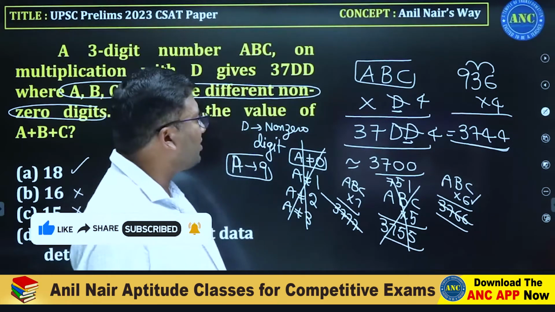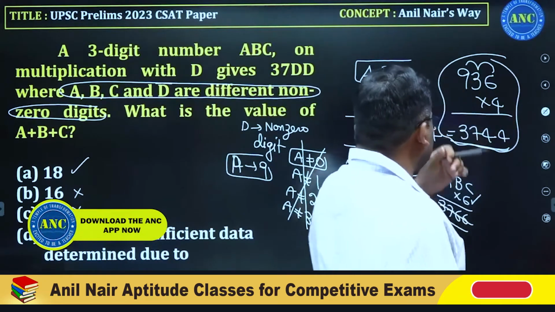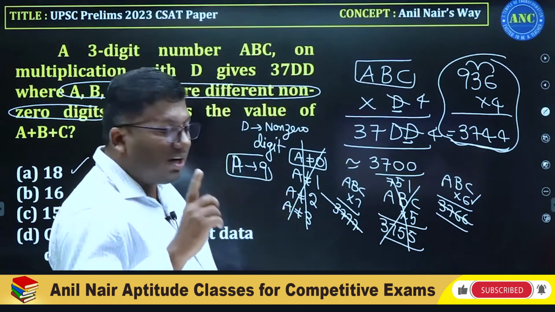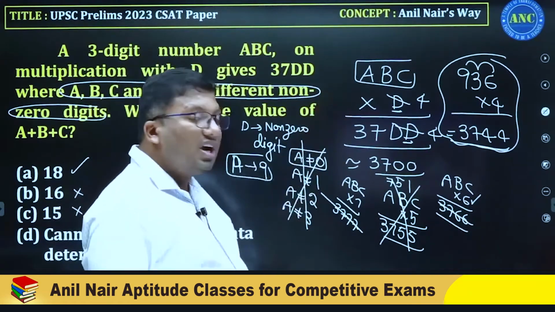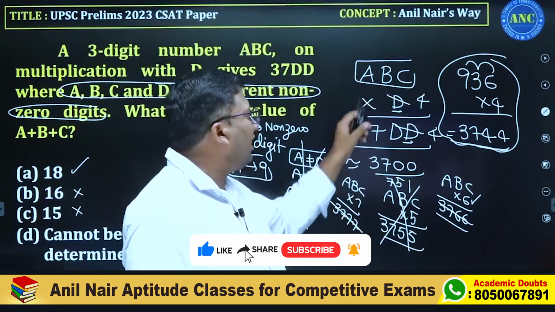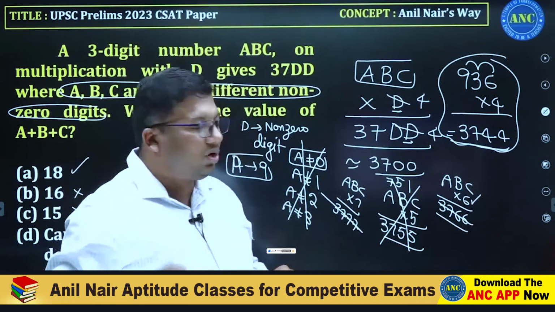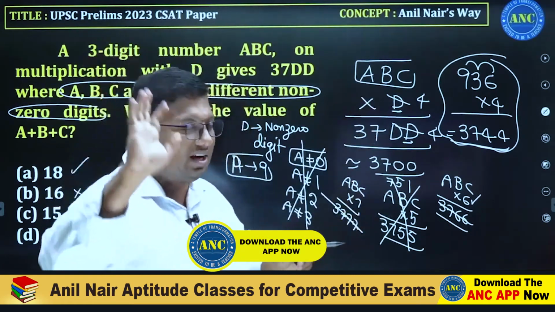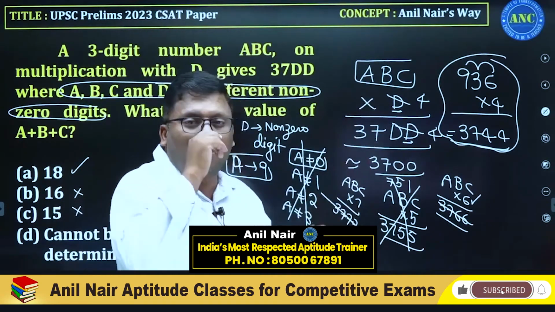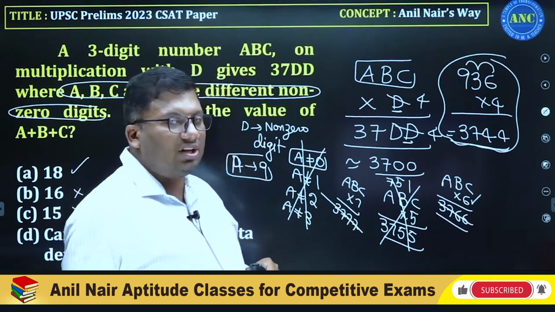Very simple observation. I got the answer as 936 into 4. Why A, B, C? A cannot take 0 because it is leftmost. A cannot take 1 because if it takes 1, the maximum is 199, which is closer to 200, and 200 into 9 is 1800, not 3700. If A takes 3, 399 is closer to 400, and 400 into 9 is 3600.